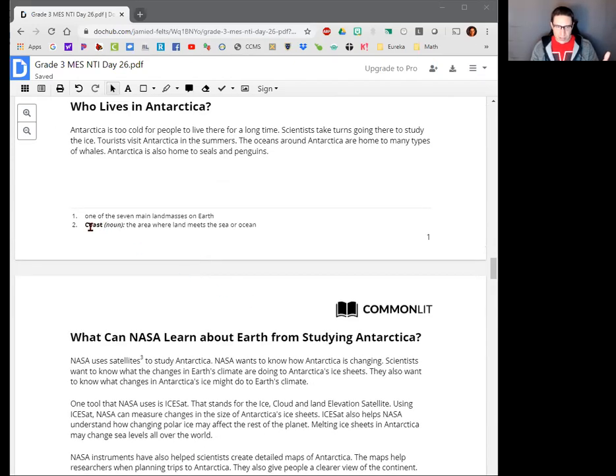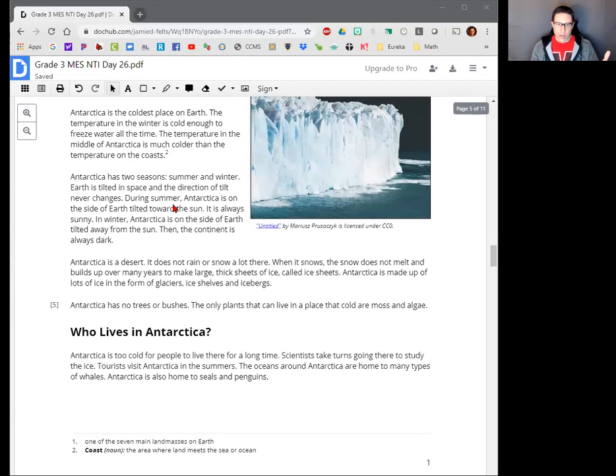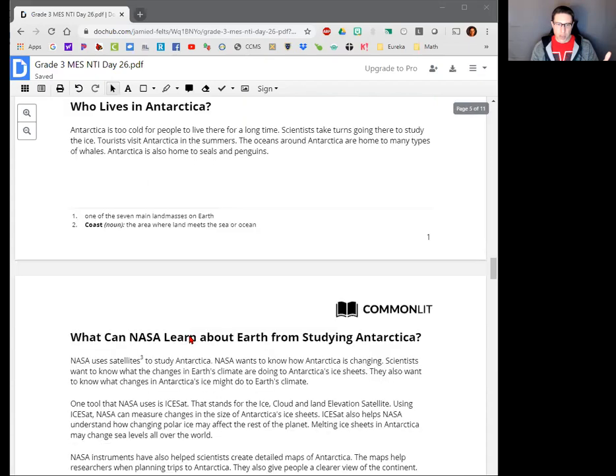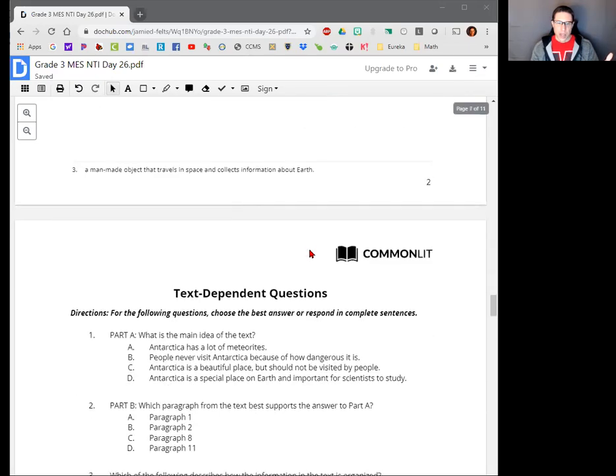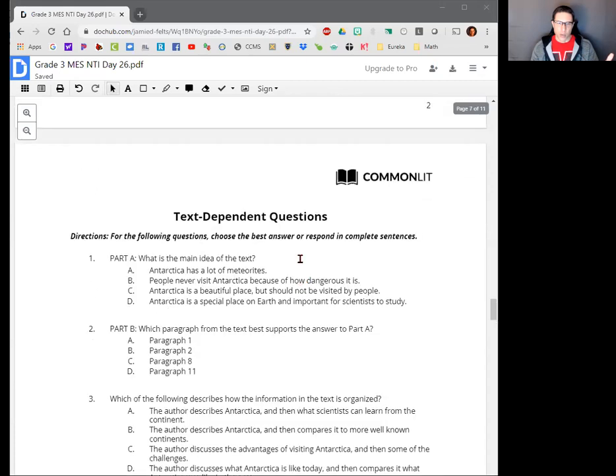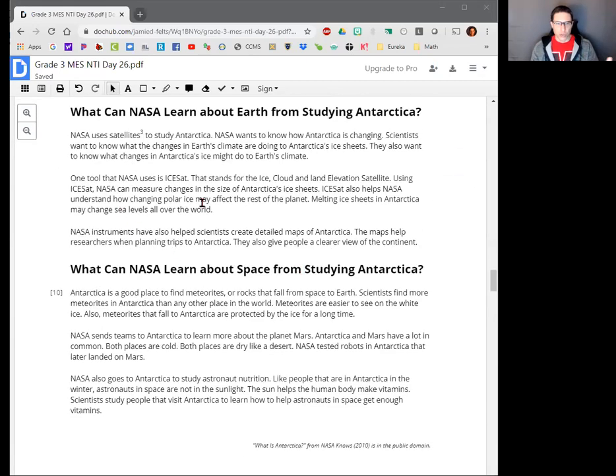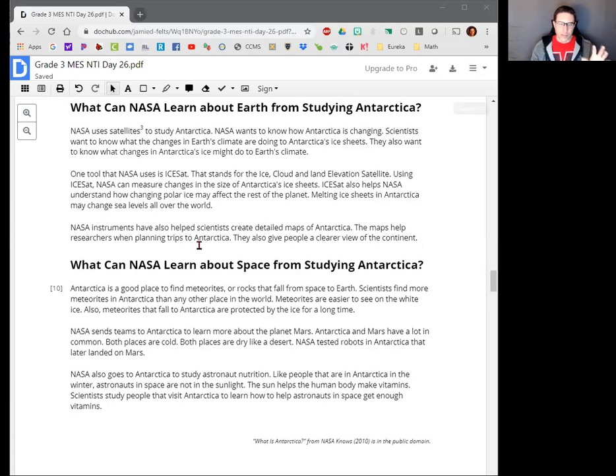And we've even got some notes down here at the bottom to help you with some of this, so don't skip over that. Then we've got 2 more sections here to go with Antarctica, and then some questions to go with it. Now remember, when you go back, you can underline, you can circle, you can do whatever you need to do to find your answers.